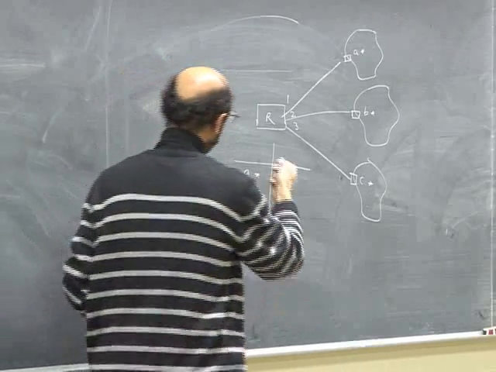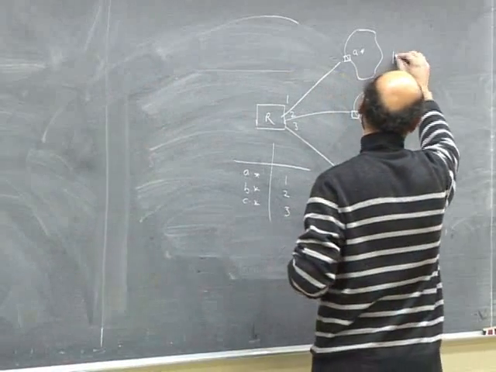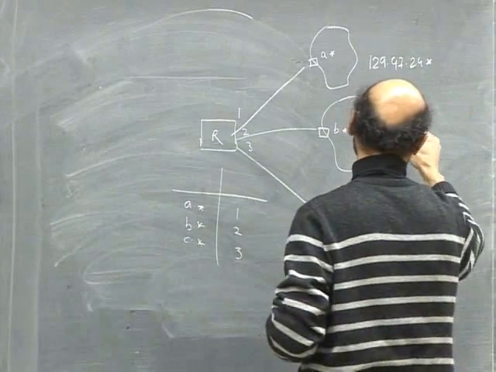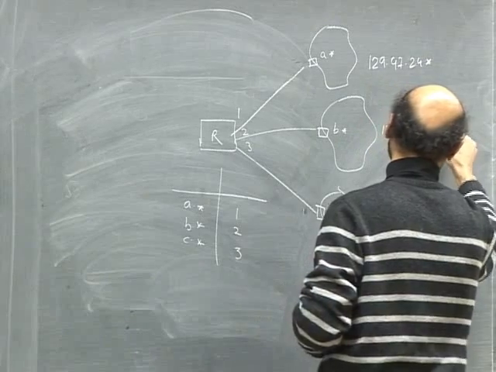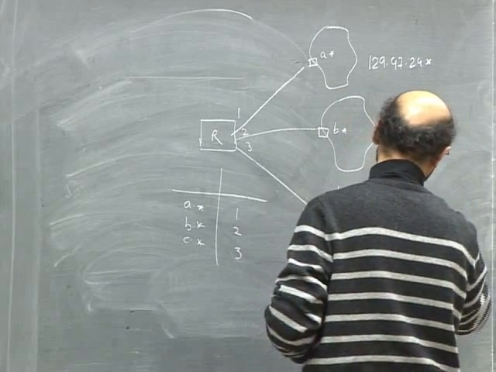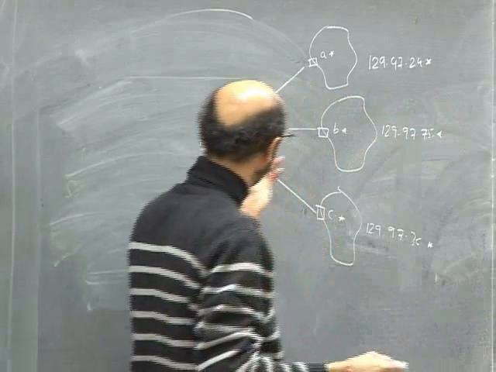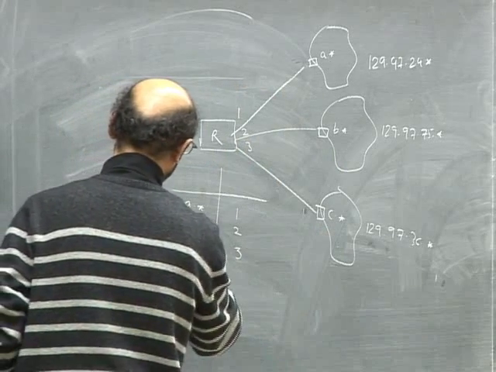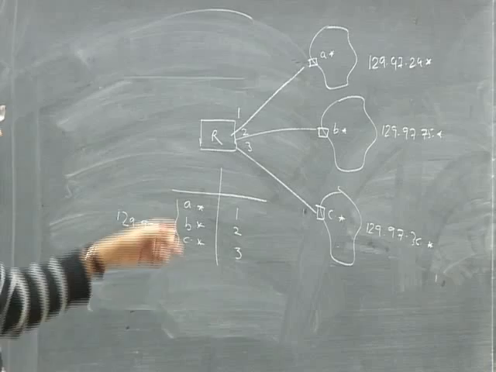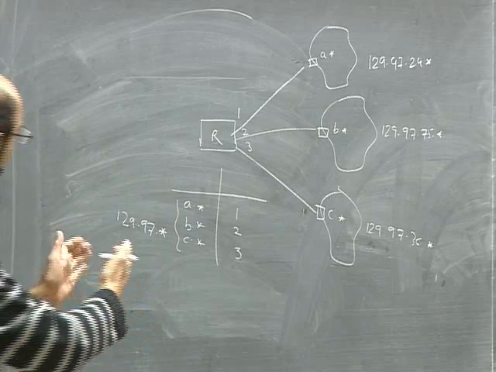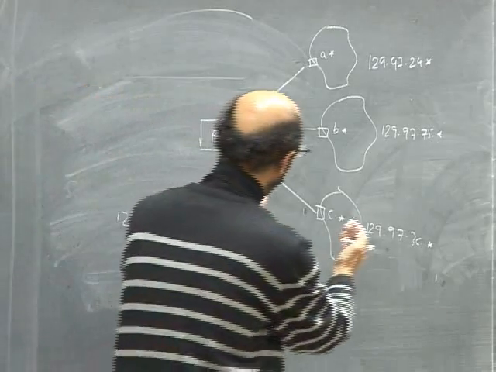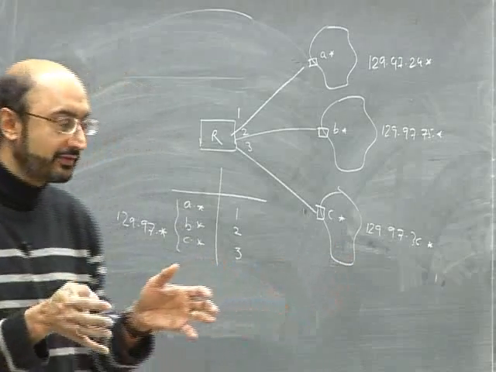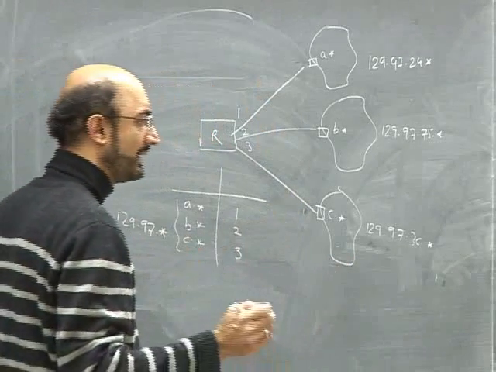To explain this, let's say this was 129.97.24 star. This was 129.97.75 star. This 129.97.36 star. Let's say these are numbers. Then these 3 guys have 129.97 star in common. I've arranged it so that I've taken some contiguous chunk, and I take smaller contiguous chunks and hand one off to each of these subnets, and that's how I arrange it.